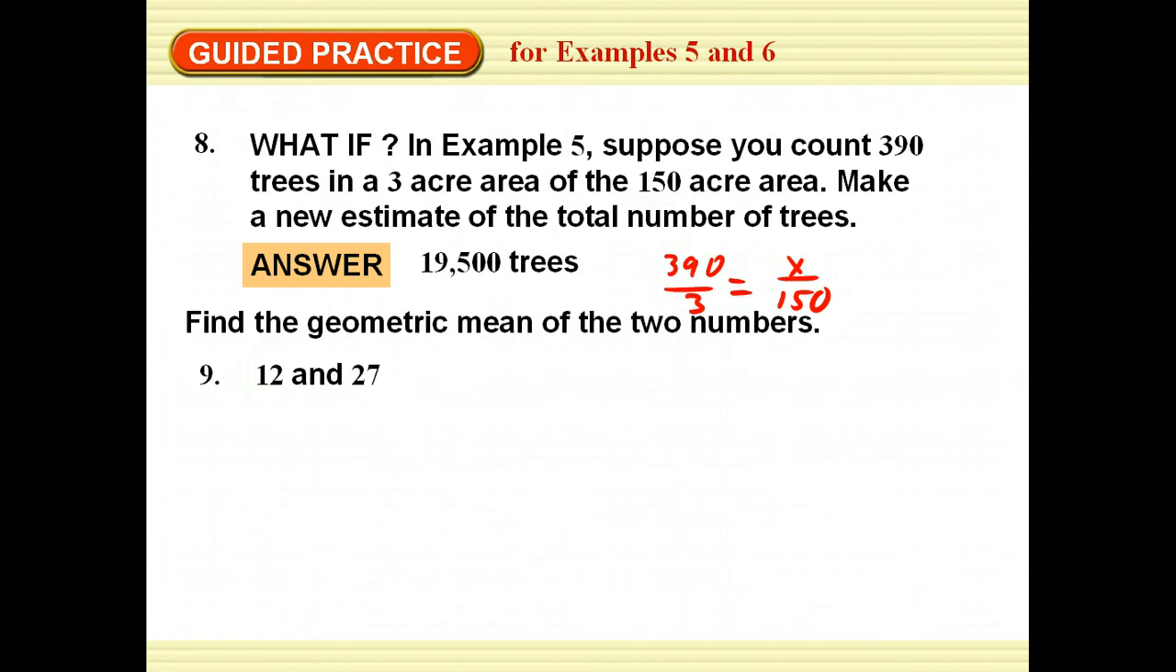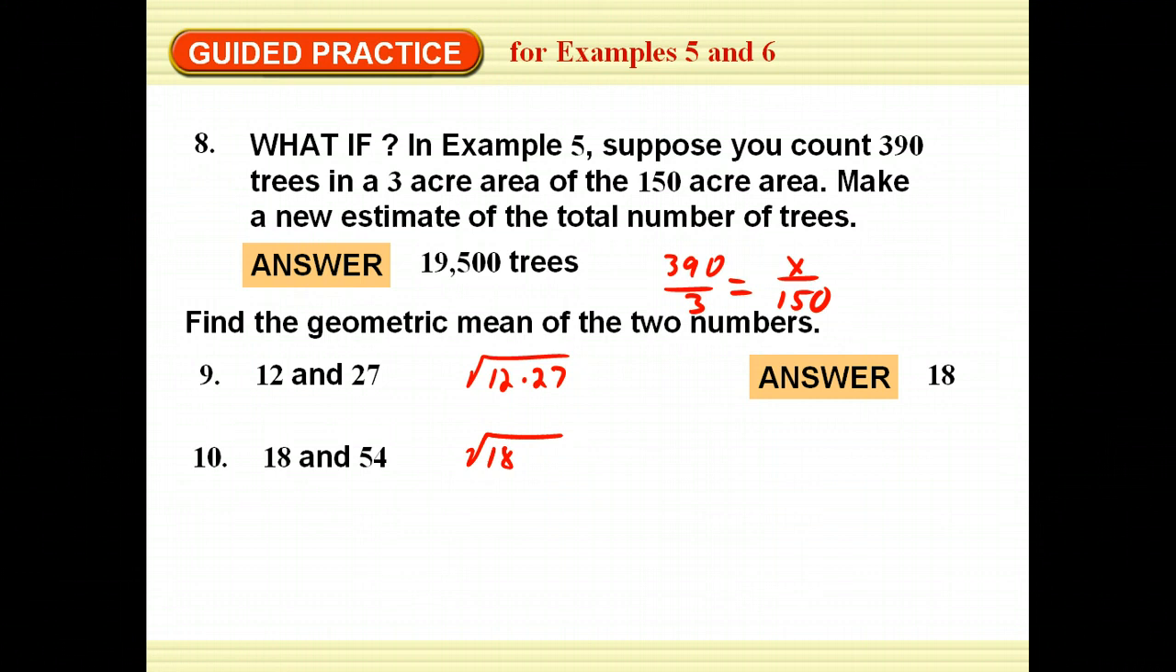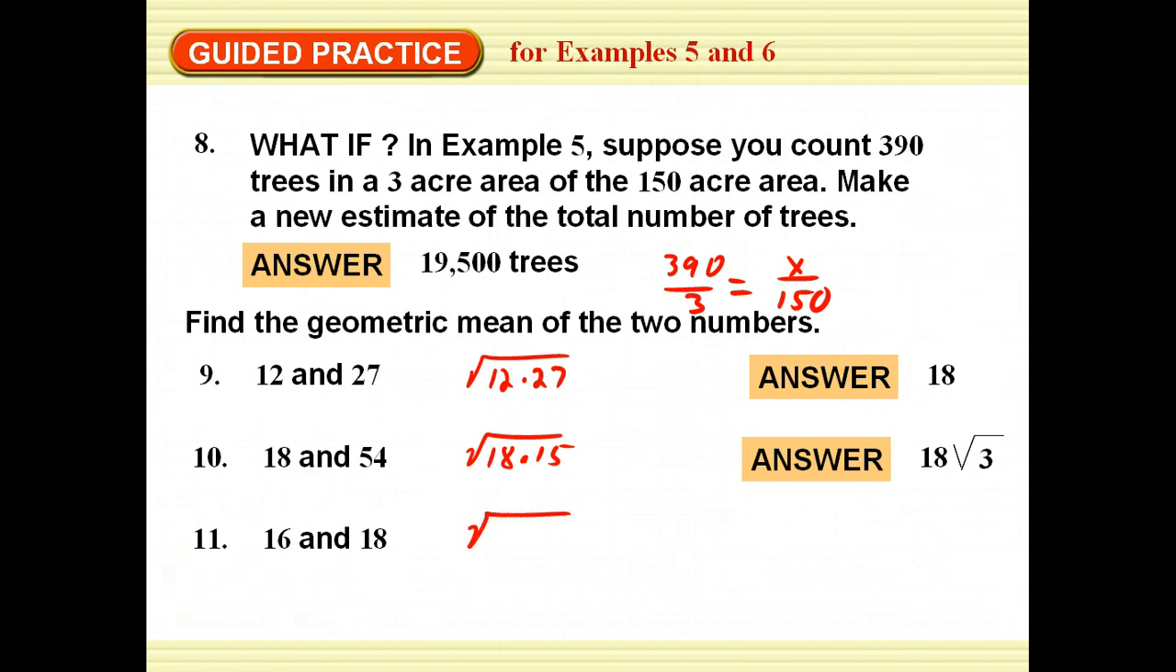Find the geometric mean of these 2 numbers. What I need to do is do the square root of 12 times 27. To find the geometric mean of 18 and 54, that's going to be the square root of 18 times 54, which comes out to be approximately 18 square roots of 3. And for 16 and 18, then the square root of 16 times 18, which is going to give you 12 square roots of 2. Now if you punched them into the calculator, you could check your answers here by punching that in and seeing if they are equivalent.